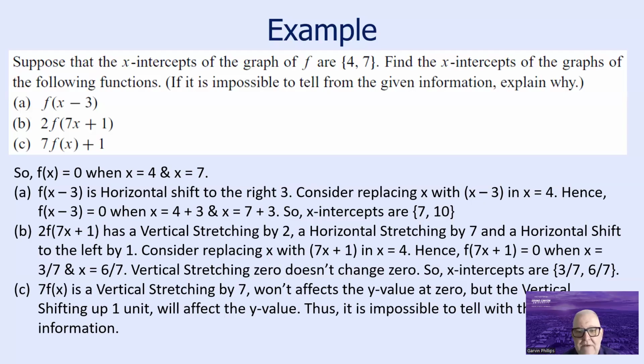So there we have that it's impossible to tell with the information given, because that shift up, we don't know how that affects it. We don't know if it moves that x-intercept from 4 to the left, or if it moves it to the right. We don't have any information to tell that. And so we cannot without the map or the equation.